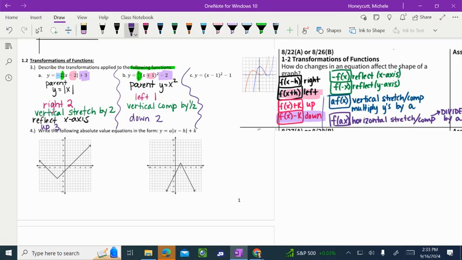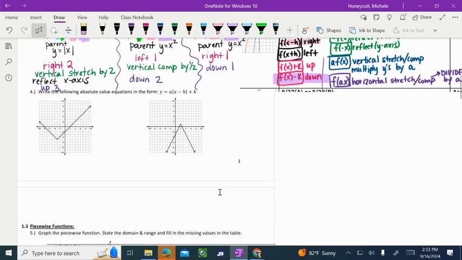And then finally, for the last one, I have another squared happening. So that tells me the parent function is y equals x squared. Then I look inside the parentheses, I see a minus 1. So minus 1 inside parentheses would be a shift to the right 1 unit. And then the only other thing that happens is this minus 1 outside, which is right here. So that would be a shift down 1 unit.